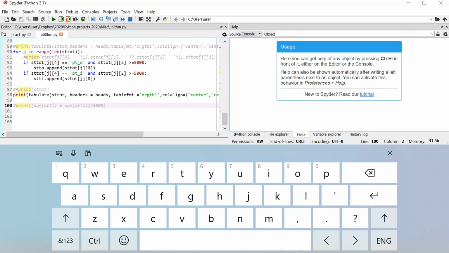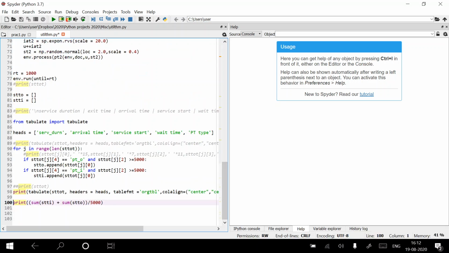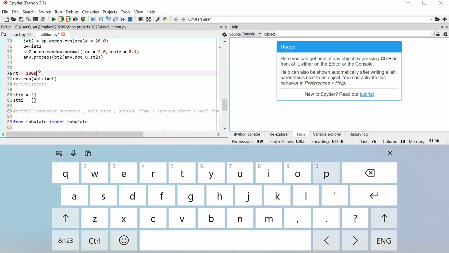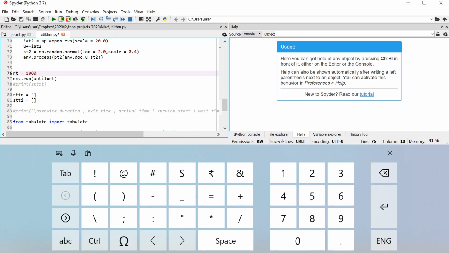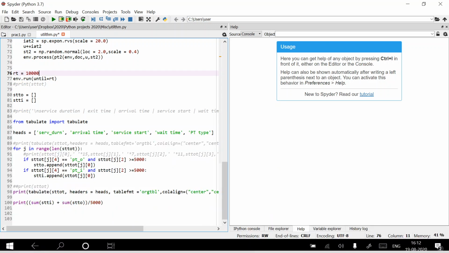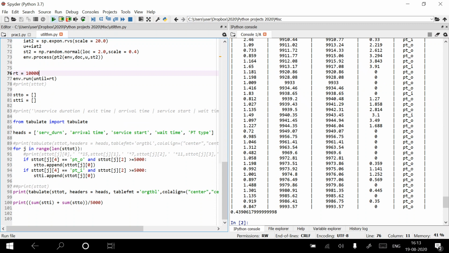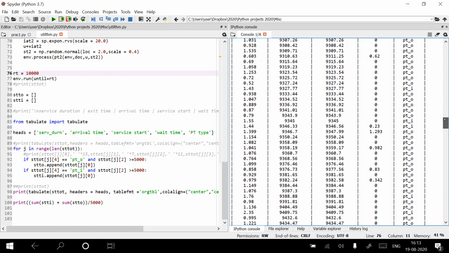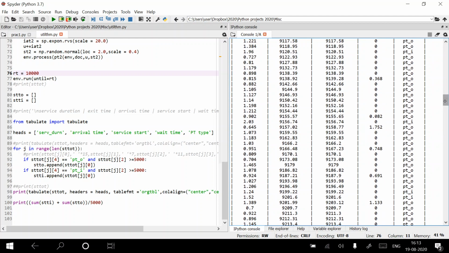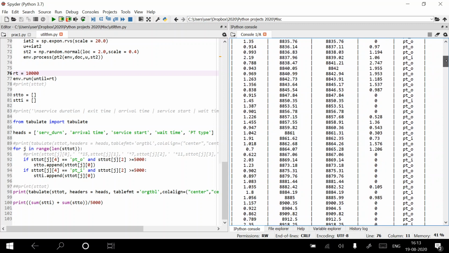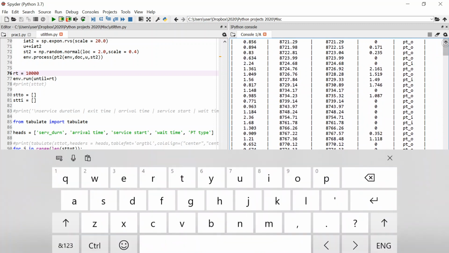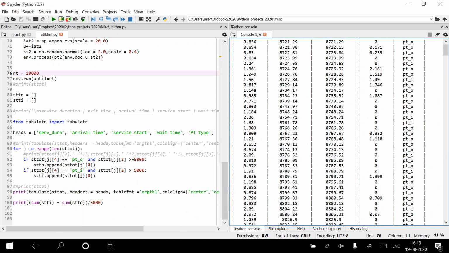So if I move that here, all right, and let's say I run it for a period of 10,000. Okay, and now let's run it. So I'm not calculating the average waiting time, but you can see that I am documenting the waiting time here. It's something that I'm very interested in general, right? So this is the waiting time column.